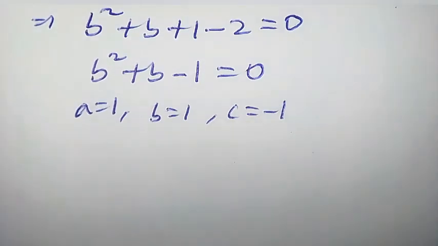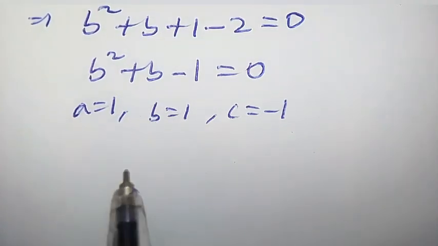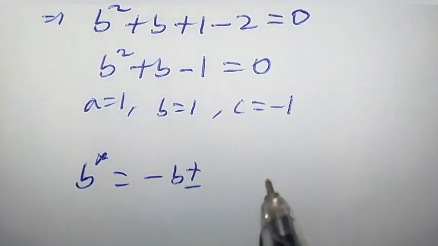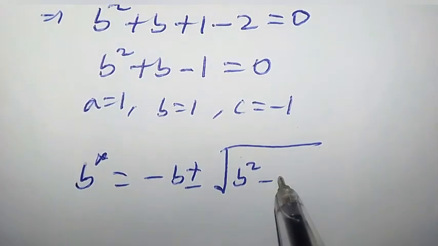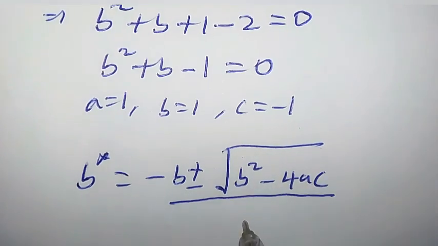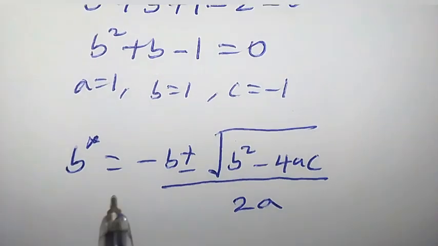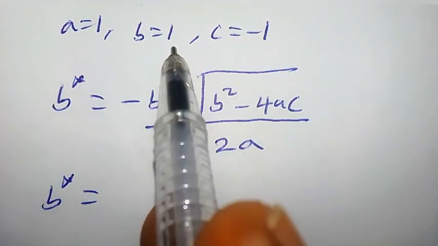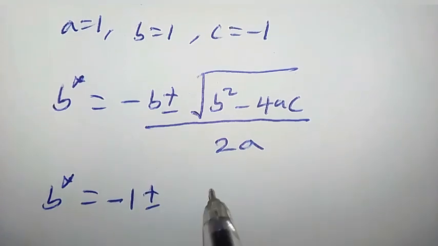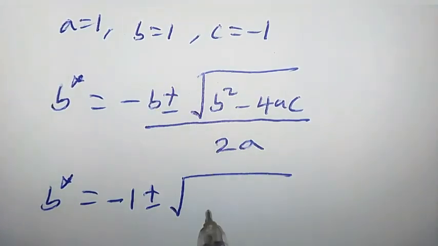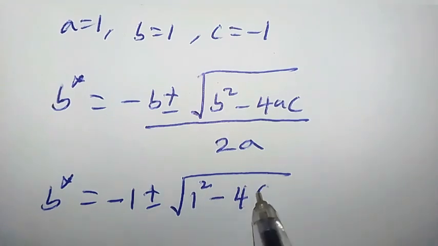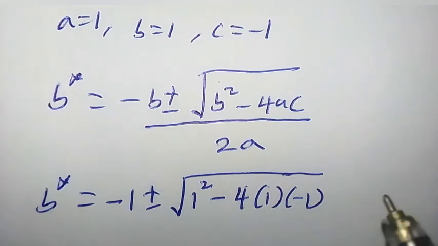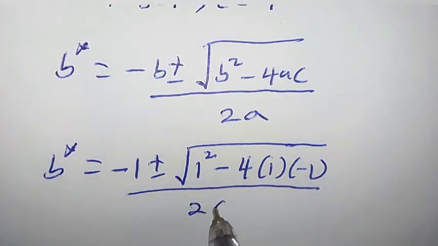To avoid confusion, we are going to replace this B with B star. So our quadratic equation will become B star equals to minus B plus or minus square root of B to the power of 2 minus 4AC over 2A. But just keep in mind that we are solving for this quadratic equation. B star is equals to, what is B? B is 1. So we have minus 1 plus or minus square root of B squared, that is 1 to the power of 2, minus 4 times A is 1 and C is negative 1, 1 times negative 1, all over 2 times 1.